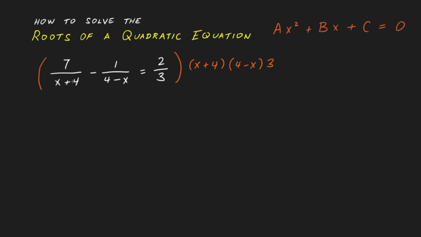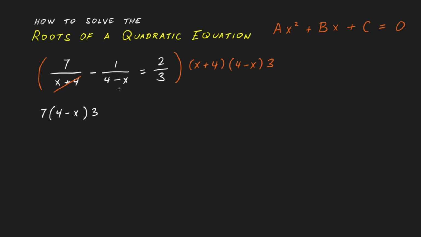So what's going to happen now when we multiply the first term, 7 over x plus 4, to the LCD? Well, the x plus 4 is going to cancel out with this x plus 4. We're going to write here, 7 multiplied by 4 minus x. Remember, the x plus 4 is gone now. And then 3. There we go.